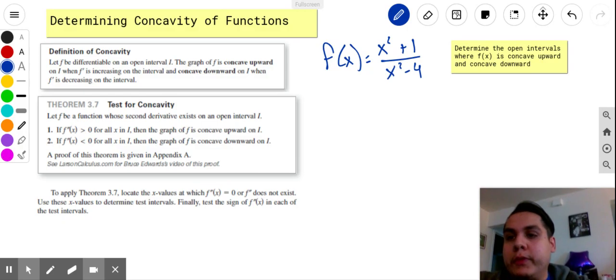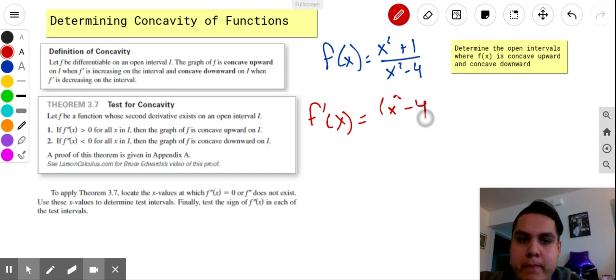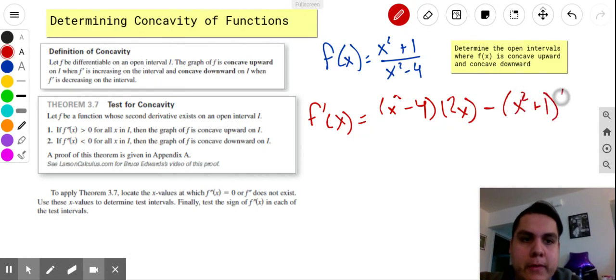All right, so we're going to say that f prime will be low d high minus high d low over low low.